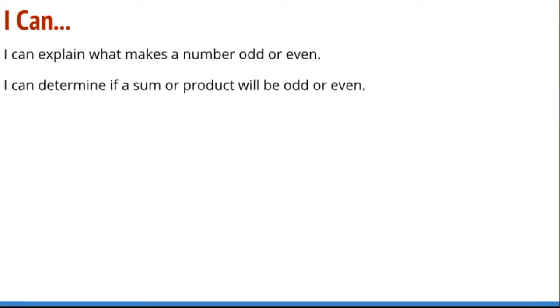All right, I can statements. I can explain what makes a number odd or even. I can determine if a sum or product will be odd or even. Students will tell me that an even number is divisible by 2, and I will ask what that means, and they'll tell me that the number is even. So we'll explore what actually makes things odd and even, and we'll use models to represent so that we can see what's happening.